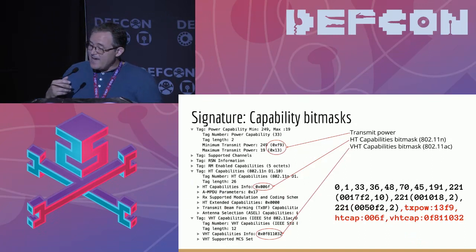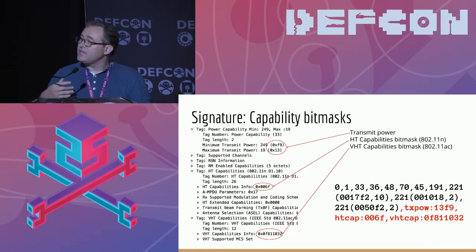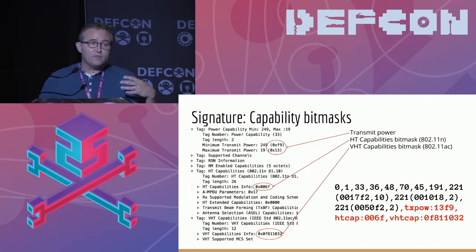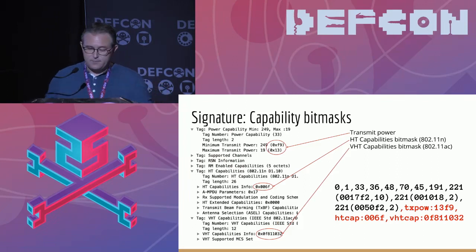In addition to the tag numbers, a few of the information elements contain capability bit masks or other information which is useful in identifying the device. For example, 802.11n defines 16 bits of optional capabilities, and .11ac defines 32 bits more. This is most strongly influenced by the chipset and the subset of the standard that's implemented by that ASIC.